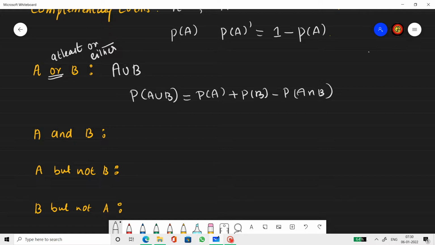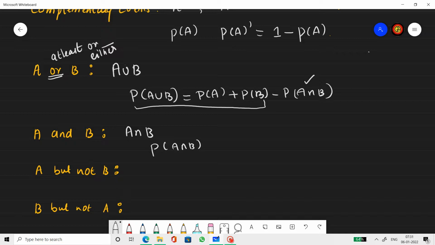Next one, A and B. A and B is A intersection B. A and B is A intersection B, and P of A intersection B can be found by the addition theorem. So in case we need to find this, the rest of the info will be given to us, so we will arrive at it based on that.